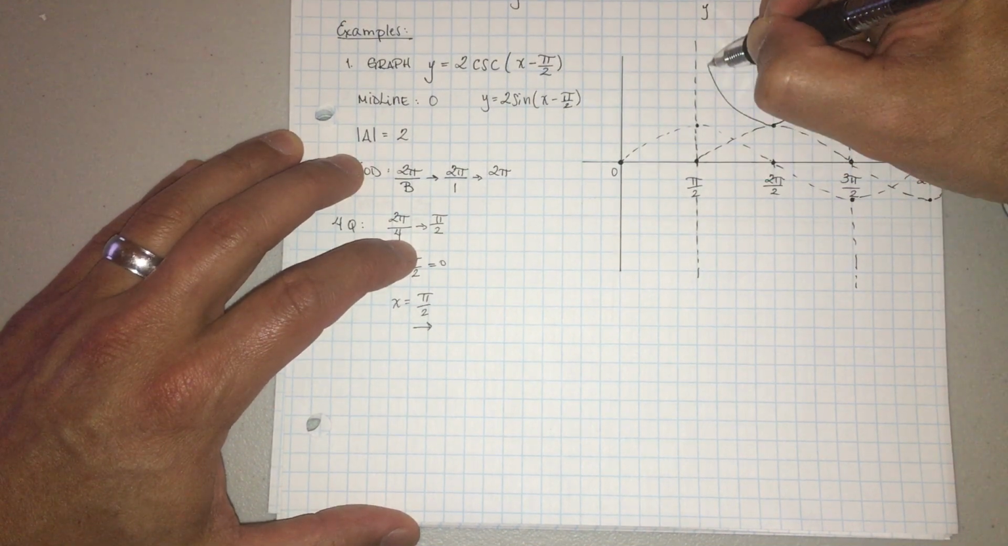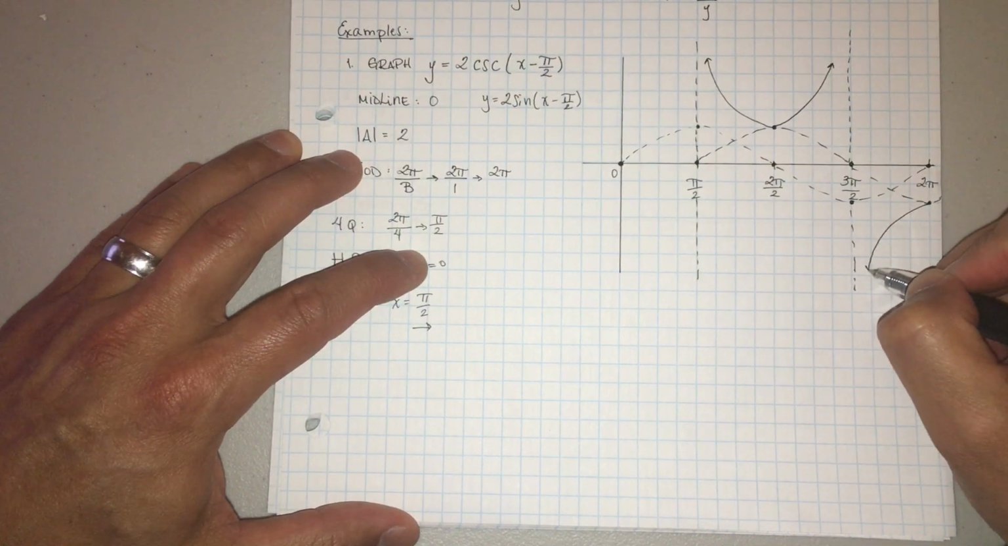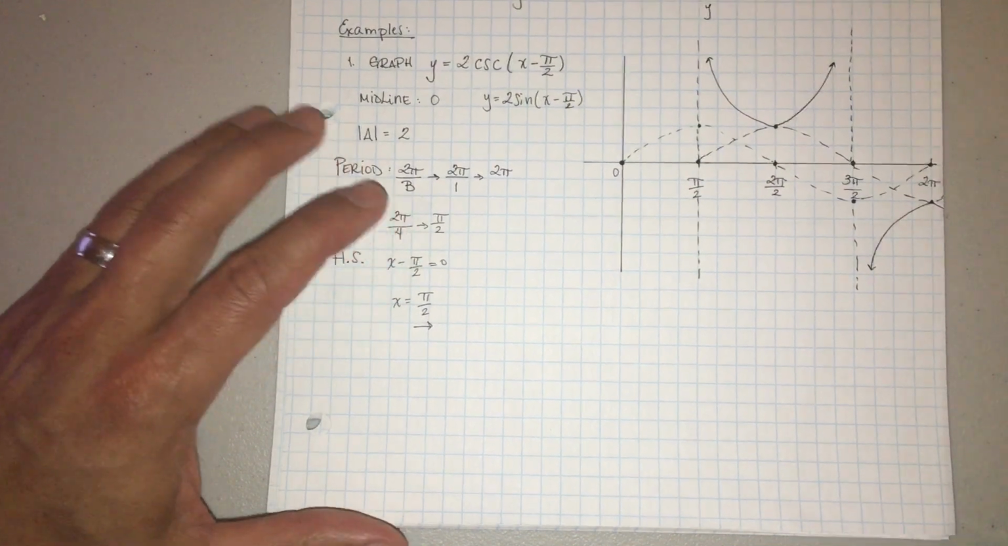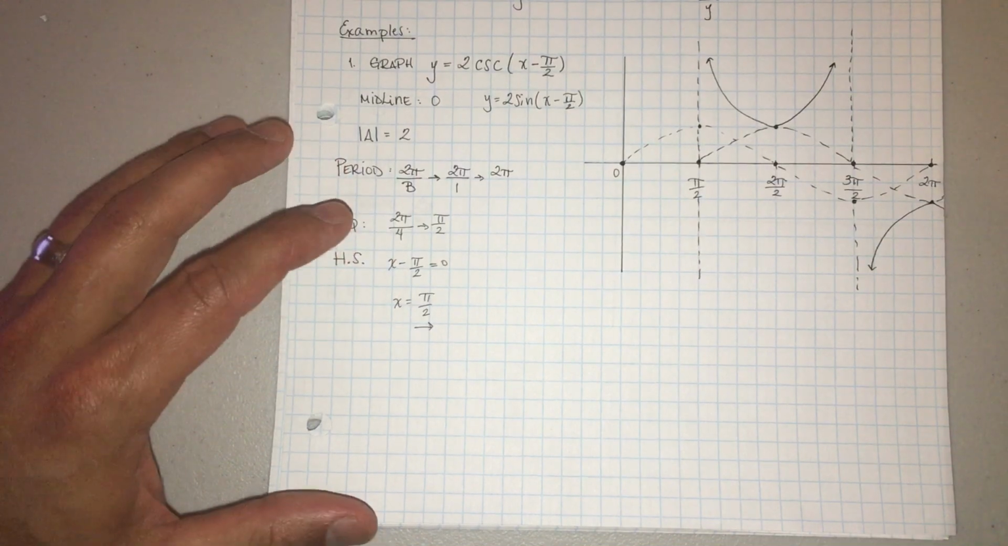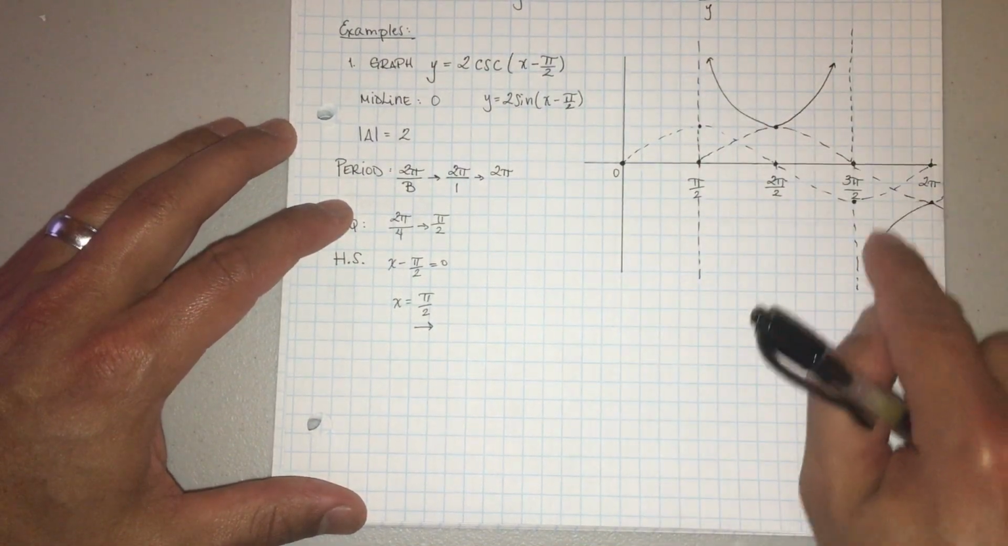And then here, we're going to flip it up like that. And it's going to go up like that. And then same thing over here. It's going to flip down. And then it's going to go that way too, but I ran out of room. So cosecant is going to be this solid black line right here and right there.